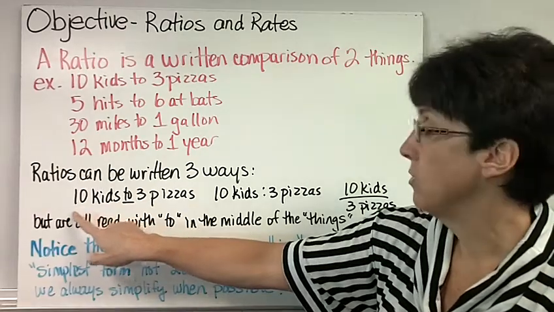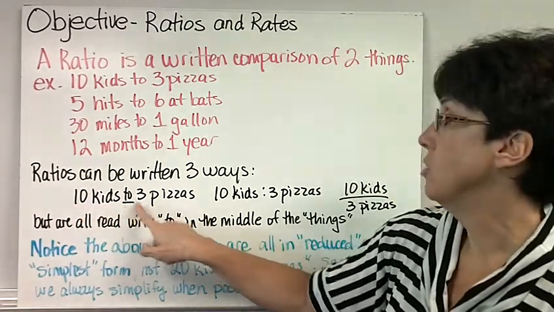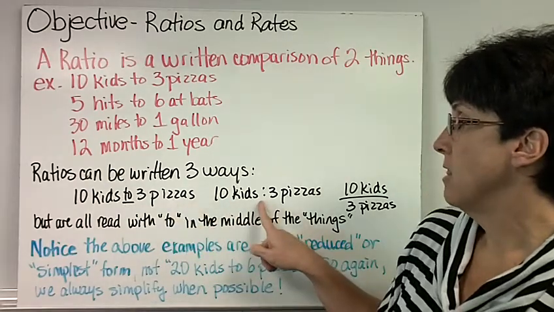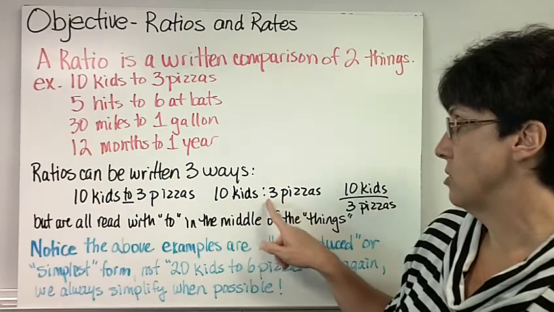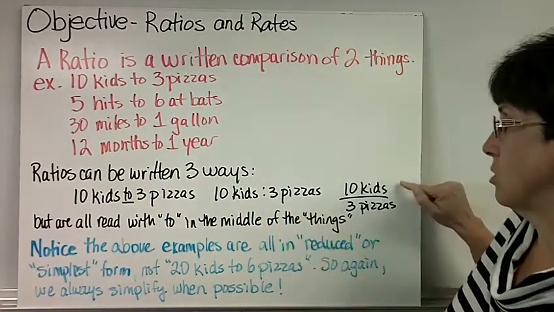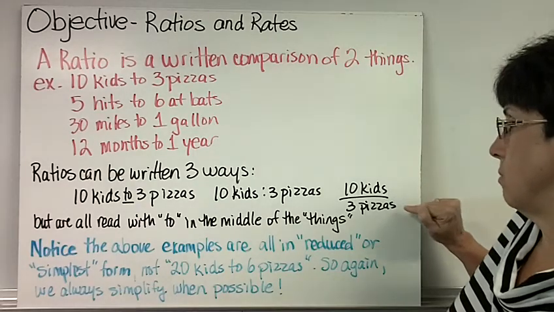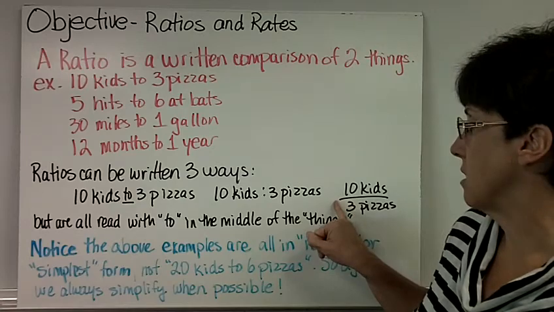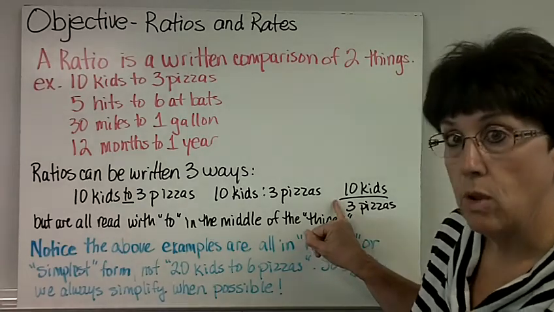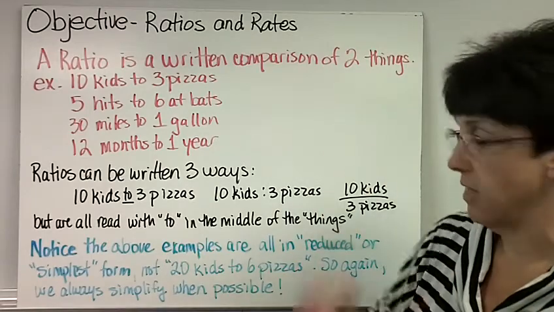Like we had up above, 10 kids with the word to in the middle, 10 to 3 pizzas. This one has a colon in the middle, but it's still read the same, 10 kids to 3 pizzas. And this one looks like it's written as a fraction, 10 kids to 3 pizzas. But this isn't 10 over 3. We read them all with the word to in the middle of the things.